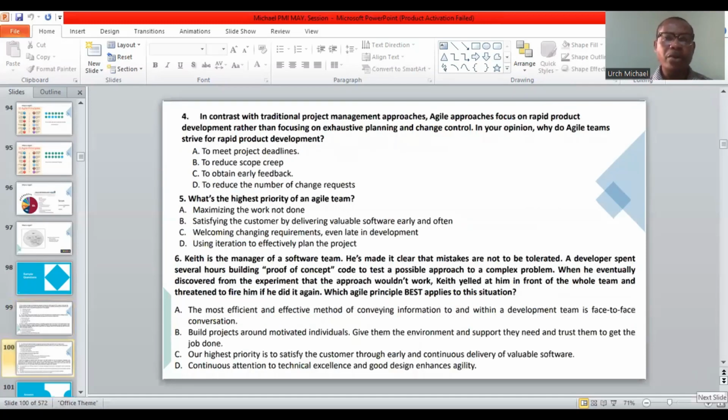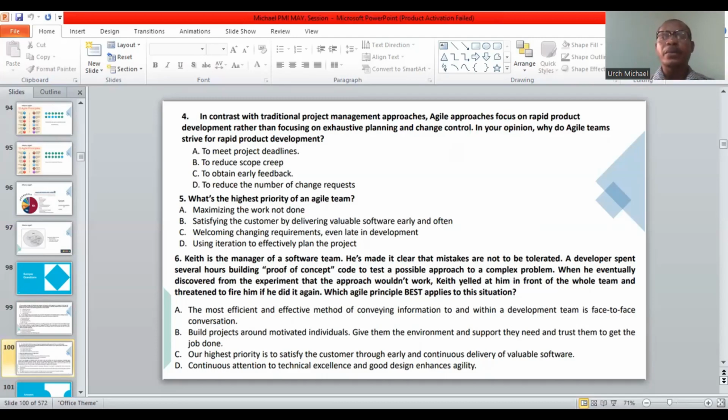Now, in contrast with the traditional project management approach, Agile approaches focus on rapid product development rather than exhaustive planning and change control. In your opinion, why do Agile teams strive for rapid product development? A, to meet product deadlines; B, to reduce scope creep; C, to obtain early feedback; D, to reduce the number of change requests.